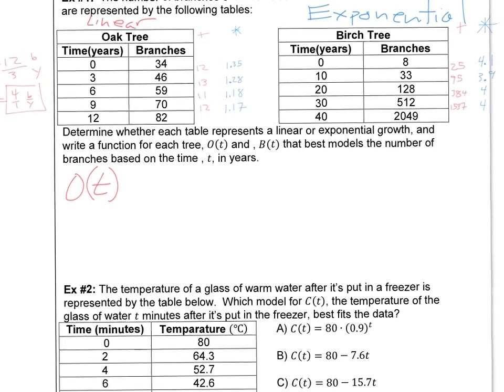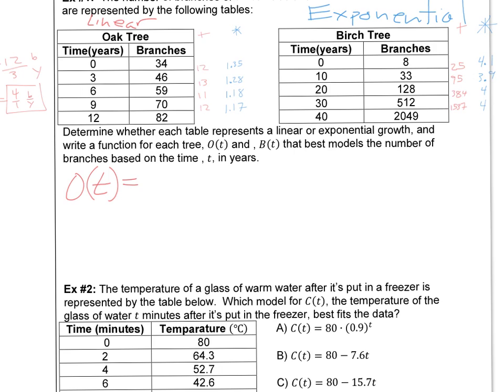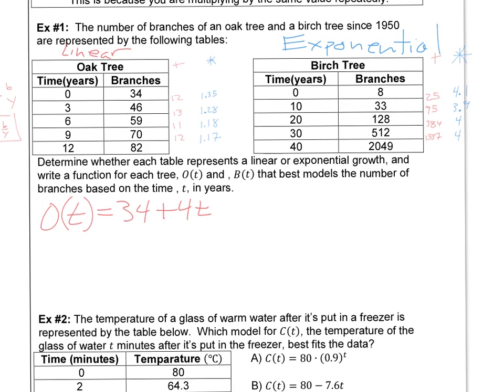Okay, so I'm going to write the number of branches we started with, which is 34. And I'm going to say, hey, plus we're going to add 4 branches for every 1 year. And t is in years. So there we go. We've got a model. It's not perfect, but it should, for the most part, get us really close to these numbers here. And it does work for several of them. So this works. All right, let's talk about the birch tree.